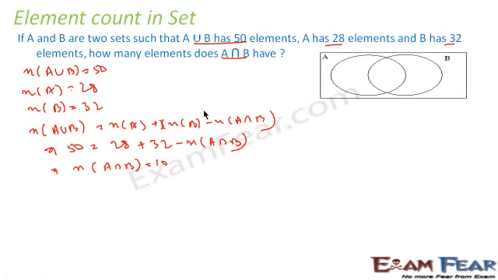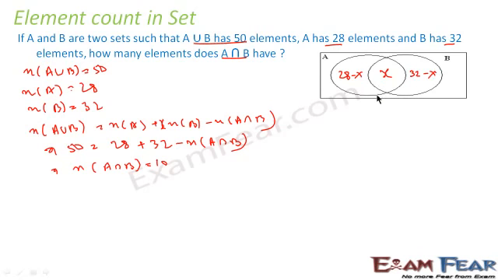Now let's solve this question using a Venn diagram. So this is set A, this is set B. They have common elements, A intersection B, which we have to find. Let me assume it is X. It says A has 28 elements. So this whole thing is 28. So this part will be 28 minus X, because X is already included here. If you add this, it becomes 28 minus X plus X. This part is 32 minus X, and if you add 32 minus X plus X, it's equal to 32.